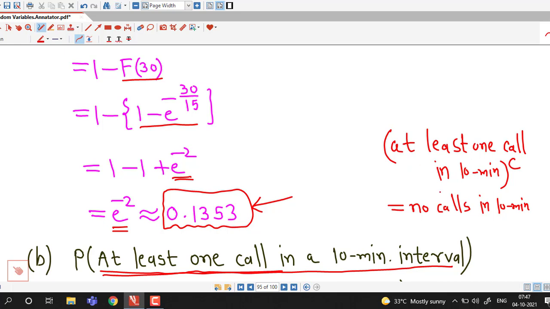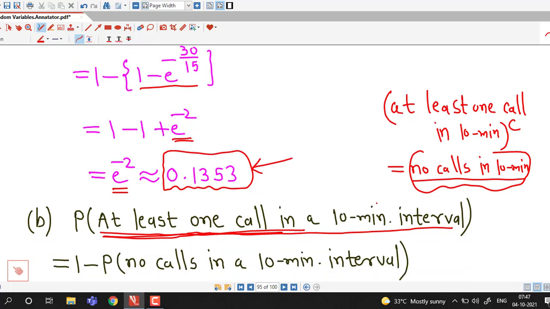These two events are complementary events: the event that at least one call in a 10-minute interval and the event that no calls in a 10-minute interval. So the probability of at least one call in 10 minutes will be equal to 1 minus the probability of no calls in the 10-minute interval.